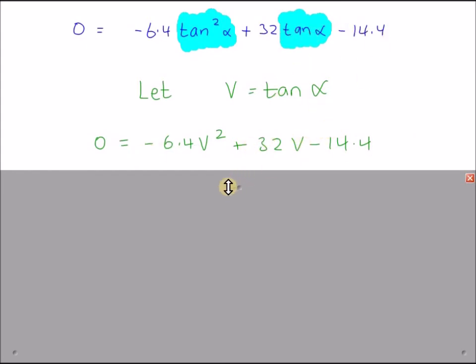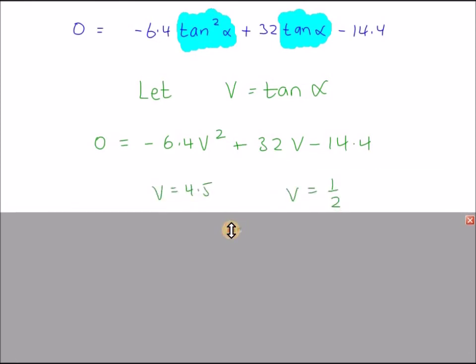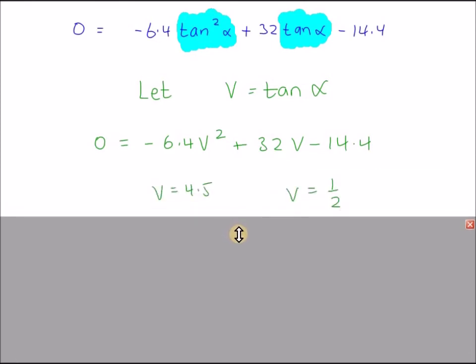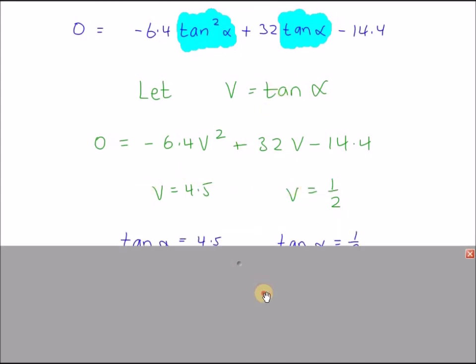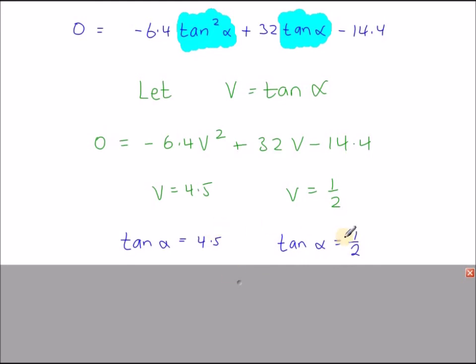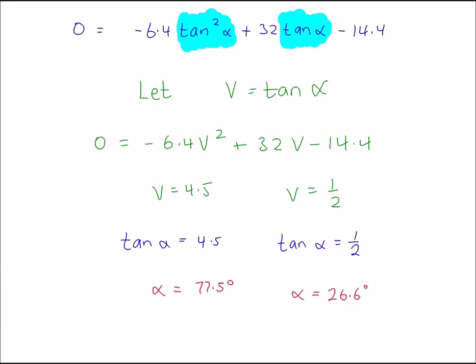You can get solutions for this from your calculator. So if we undo the substitution now, so v was tan alpha, we have tan alpha equals 4.5 and tan alpha equals a half, and then tan inverse of these ratios, so to three significant figures, alpha is 77.5 degrees or 26.6 degrees. For further practice, try these questions.